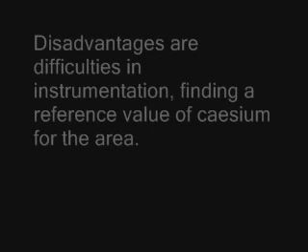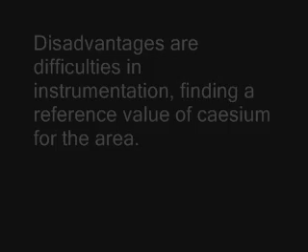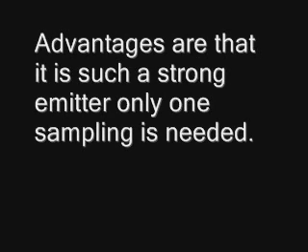Here, the acid soils mobilize cesium into plant root uptake, which has been eaten, moved to new areas, and released in sheep feces. This threshold of erosion-independent movement must be taken into account for this area. Other disadvantages are difficulties in instrumentation, finding a reference value of cesium for the area, and the need to take other isotopes into consideration. Advantages are that it is such a strong emitter, only one sampling is needed.